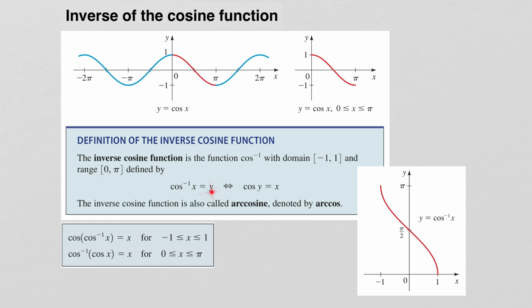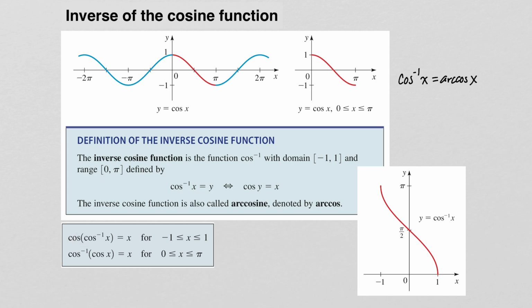It is defined by y equals inverse cosine of x if and only if the cosine of y is equal to x. And just like with sine, we can also call this the arc cosine function. So the notation is we can say inverse cosine of x, or we can say arc cosine of x. And it has the same inverse function properties.